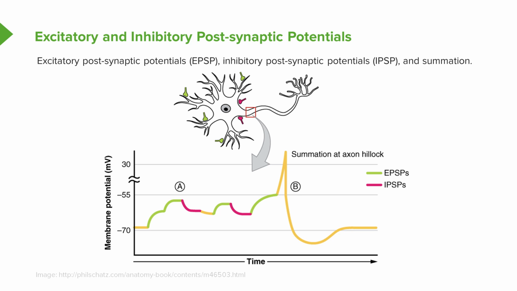We give another EPSP, it gets depolarized further. We're getting close to threshold. Another IPSP just came in and hyperpolarized the membrane. Luckily, the EPSPs didn't give up. They got another couple of hits, and we're able to move membrane potential up to eventually reaching threshold, and right at B, we got an action potential.